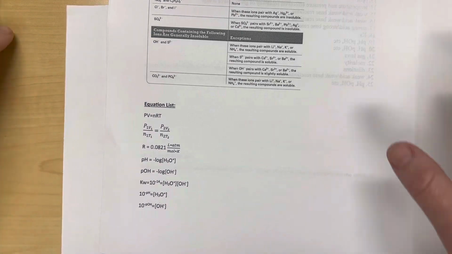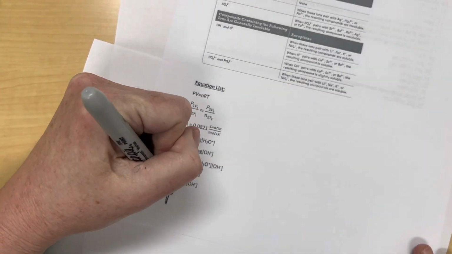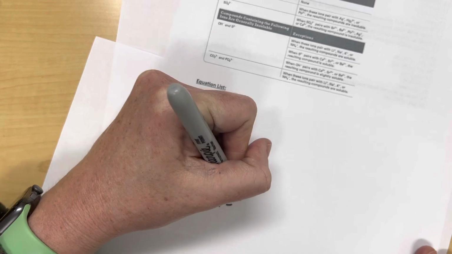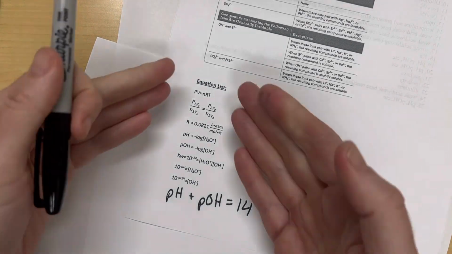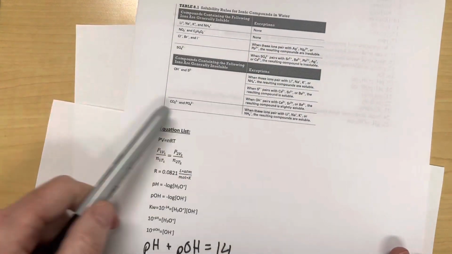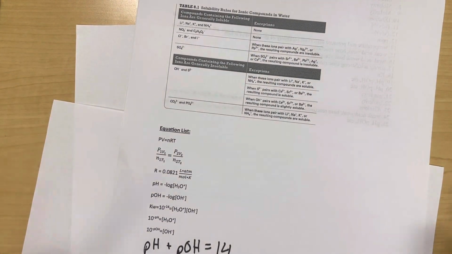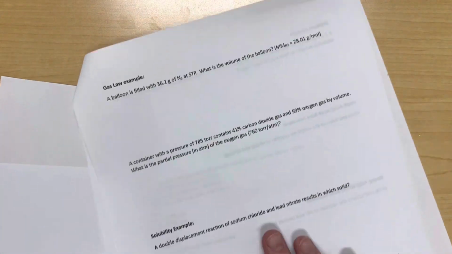There's also these additional equations. There's one that I realized I missed, and that is, let me get a better pen here. That is pH plus pOH equals 14. So that one will also be on there. But these are the equations you'll get. You'll also get this solubility chart. So I think that's about everything that you'll need for the exam. Okay, let's go ahead and get started in doing this.